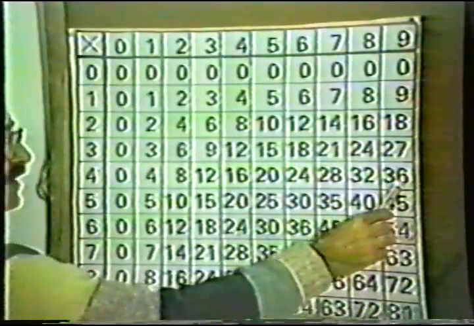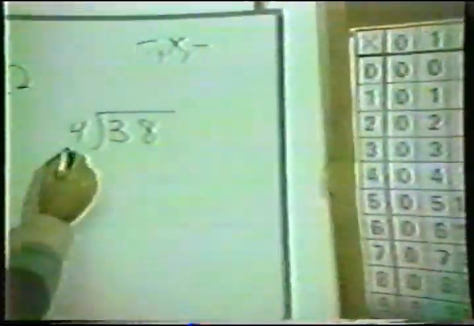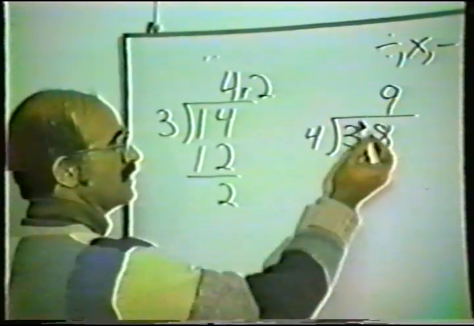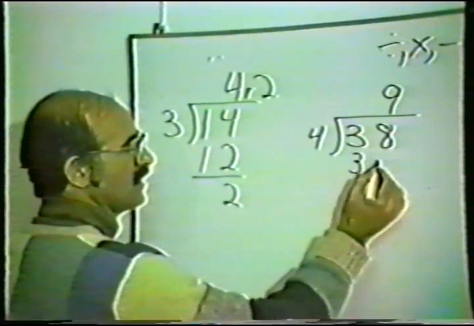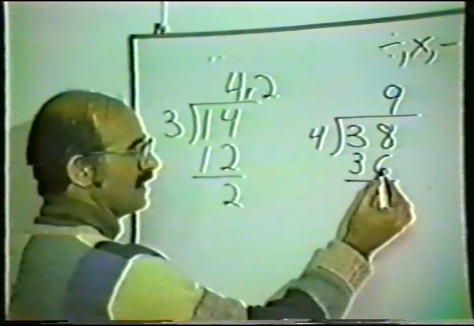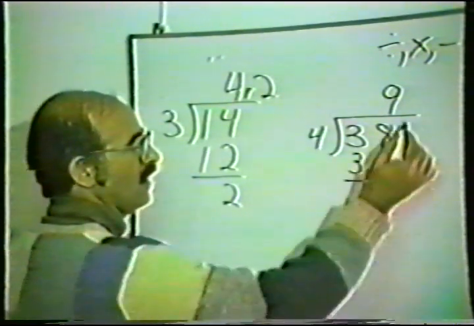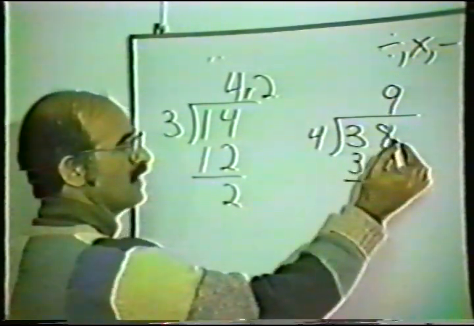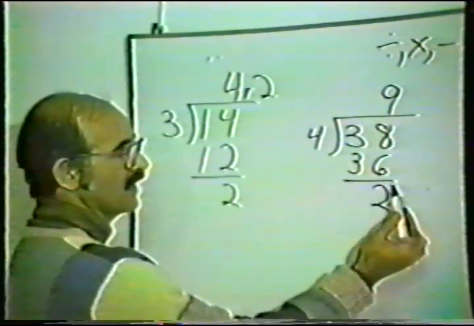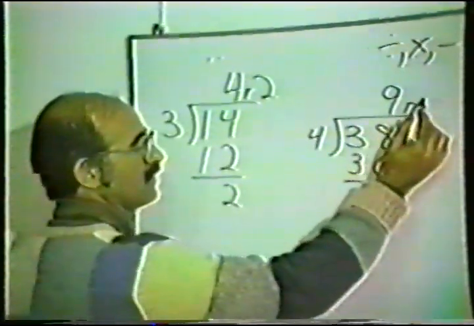4 into 36 goes 9 times. 4 into 38 goes 9. 9 times 4 is 36. 8, take away 6 is 2. 4 goes into 38 9 times, using 36 with 2 left over. 9, remainder 2.